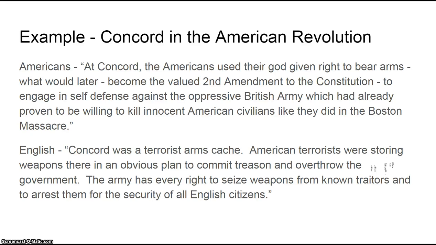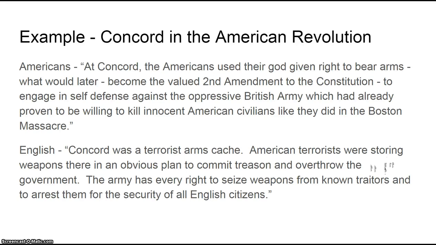So when the American group is reading, and of course you can help them develop these kind of arguments, when the Americans are reading about Concord, they could say, at Concord, the Americans used their God-given right to bear arms, which would later become the valued Second Amendment to the United States Constitution, to engage in self-defense against the oppressive British Army, which had already proven to be willing to kill innocent American civilians like they did in the Boston Massacre. So Concord is all about self-defense. Americans are getting their God-given right to bear arms to protect themselves against an oppressive and murderous army. Notice how the student didn't lie there. Everything they said is just spin.